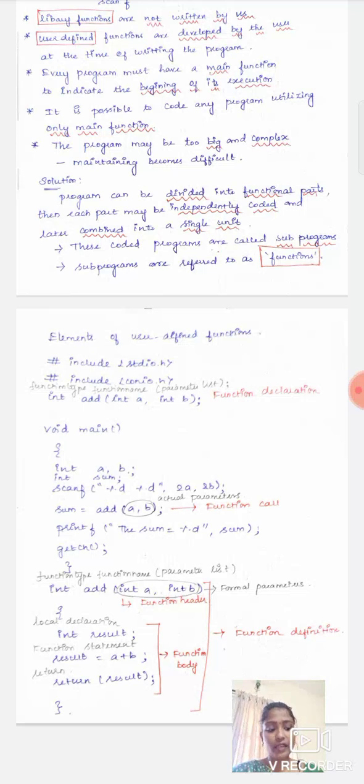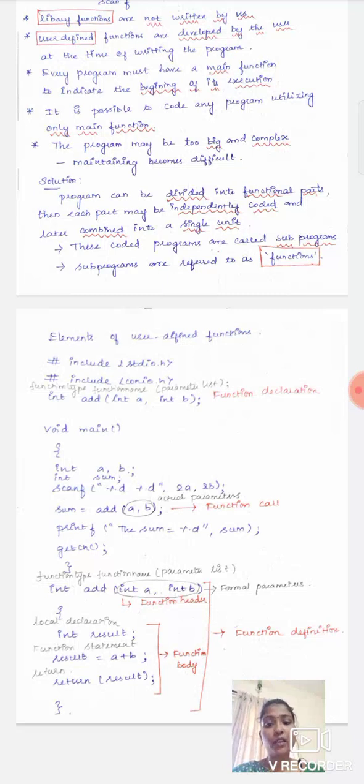Okay. Next, function call. In this program, sum equal to add(a, b) is a function call. A function call is made by simply calling the function name followed by the list of actual parameters enclosed in parentheses.